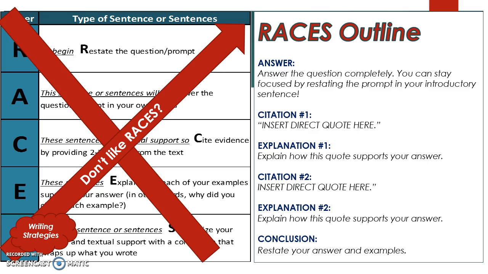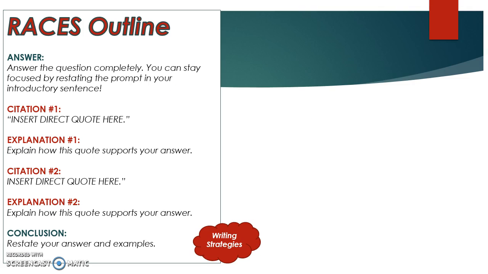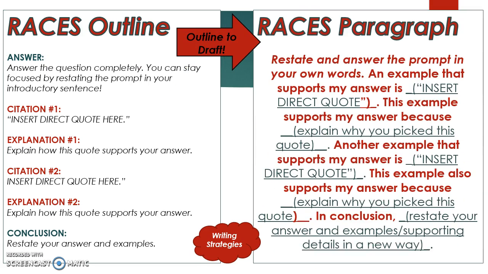Once you're done building the outline, once you have that completed, you want to turn your outline into a draft. And if you're having a hard time with transitions or writing really isn't a strong skill for you, feel free to try the RACES paragraph. Basically, once you have your answer, all of the following words here in red are sentence starters. They're transitional phrases that are going to help you move from outline to draft.